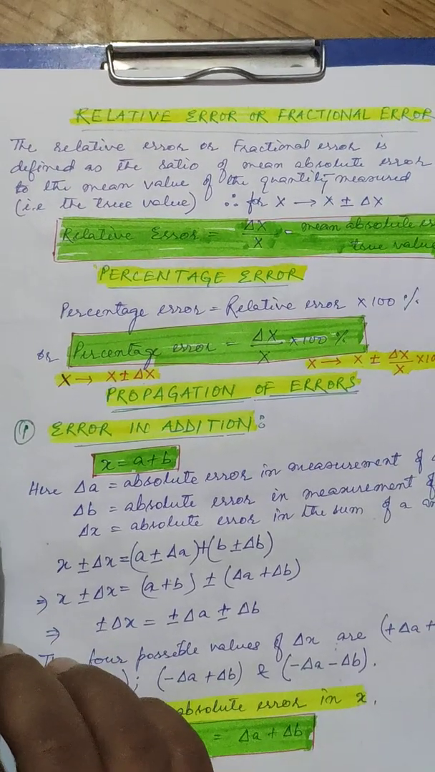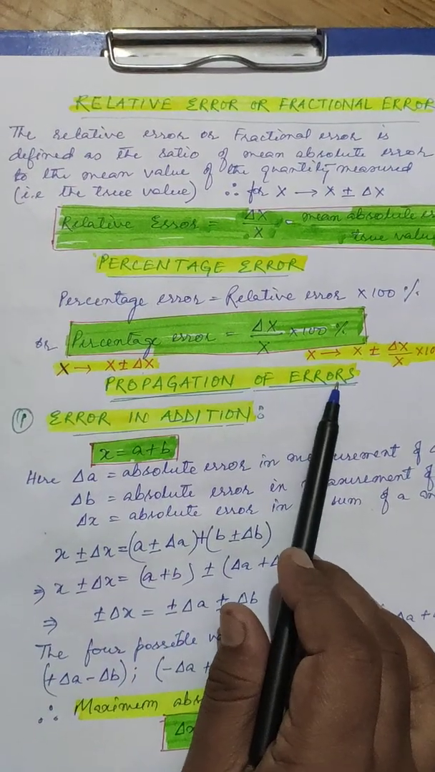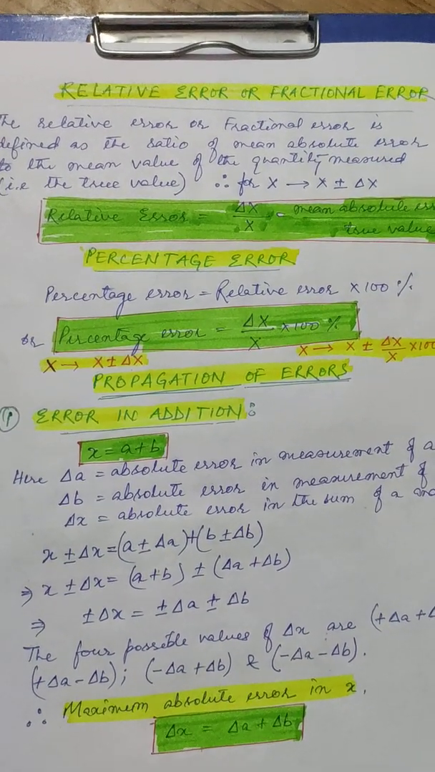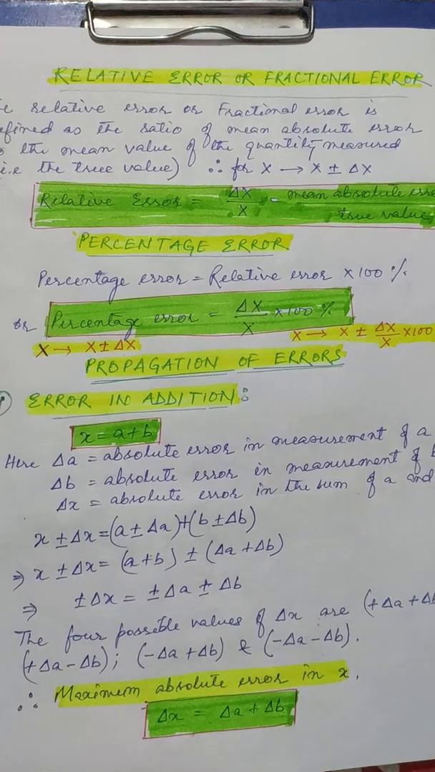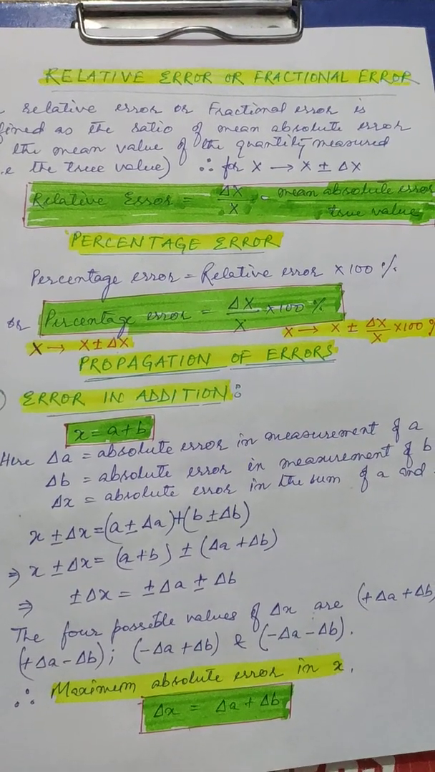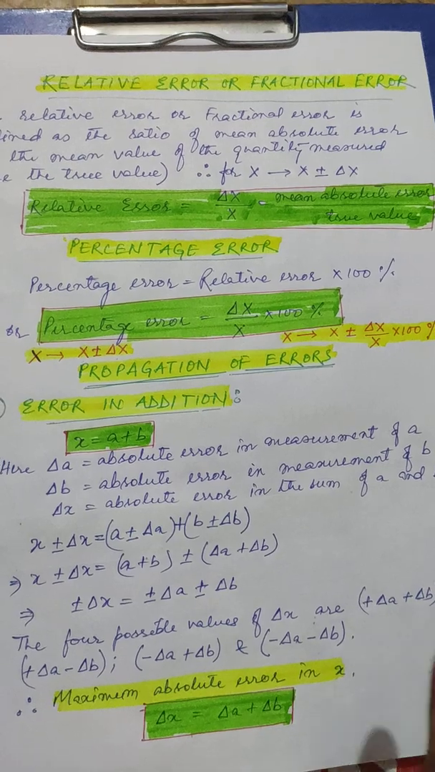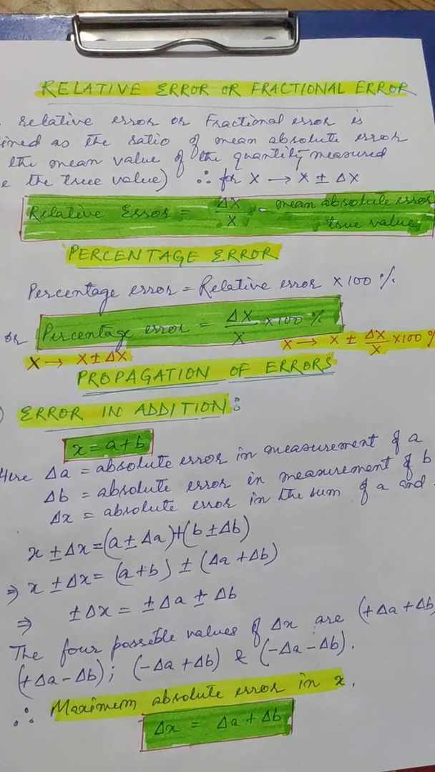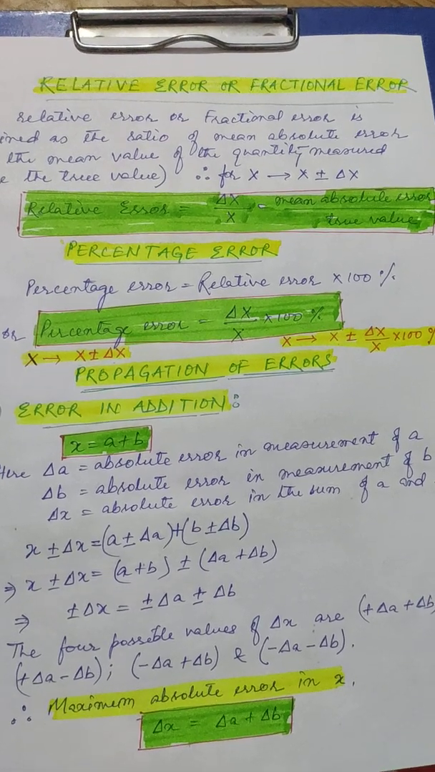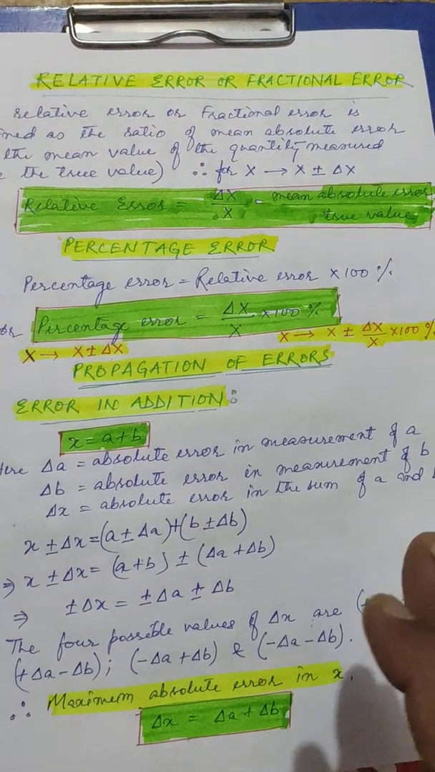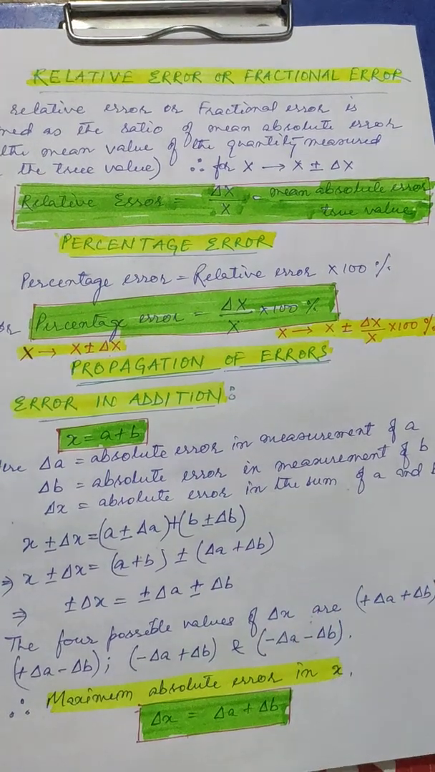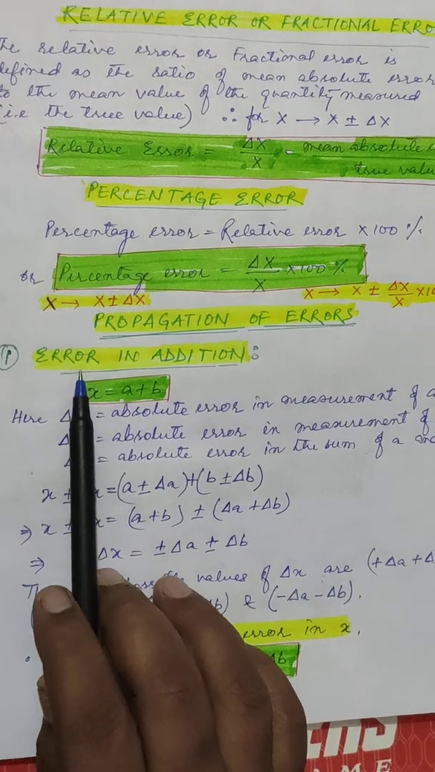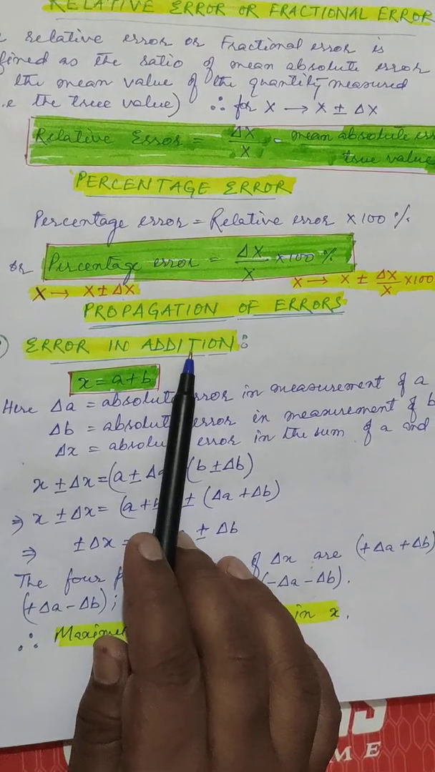Now let us discuss the propagation of errors. That means errors which come in calculation, simple algebraic calculation in which we see errors, like in addition, subtraction, multiplication or division. We see that if there is error in the measured value, and if we are adding them, subtracting them, multiplying or dividing them, then the result will also have error, and that we are going to study. First of all, we are going to study error in addition.